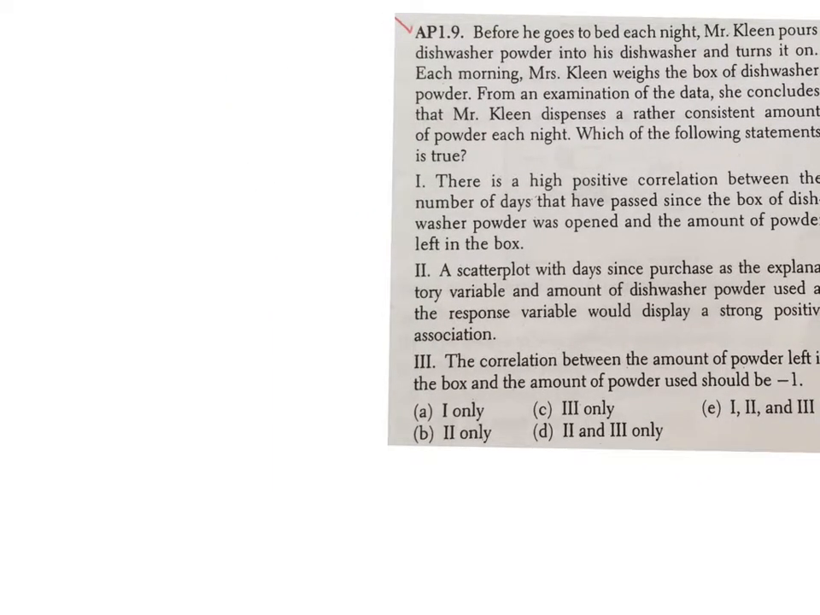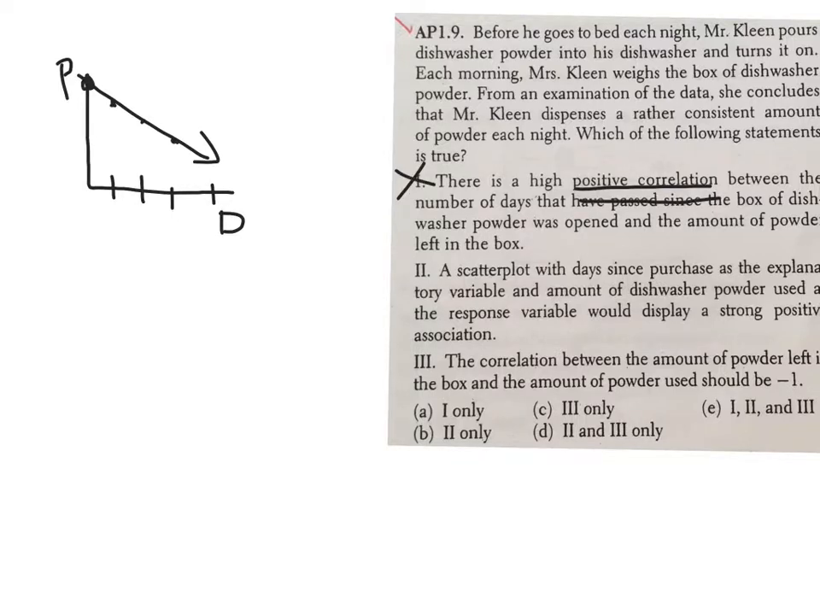I'll just draw a quick graph here. If this is the days, and this is the amount of powder, so day 1, 2, 3, and 4. Day 0, brand new box, and he uses a little bit this day, and then about the same amount the next day, and then the next day. Because it says how much is left in the box. Well, there's less left in the box each day that he uses it. Well, that is not a positive correlation. That would be a negative correlation. So this one does not make sense. Now, let's look at the other ones.